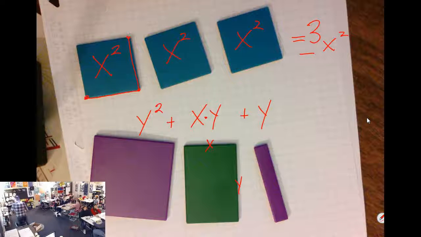So even though I got a y and a y squared and they share the y, they're not the same size tile. So I can't add them up. That would just be how my expression ends up looking: x squared plus xy plus y. So we're going to pick this up right there tomorrow.